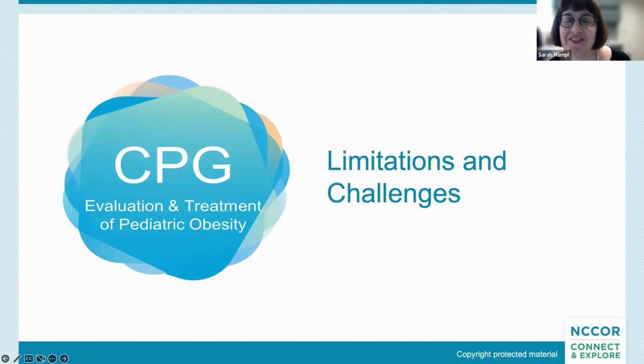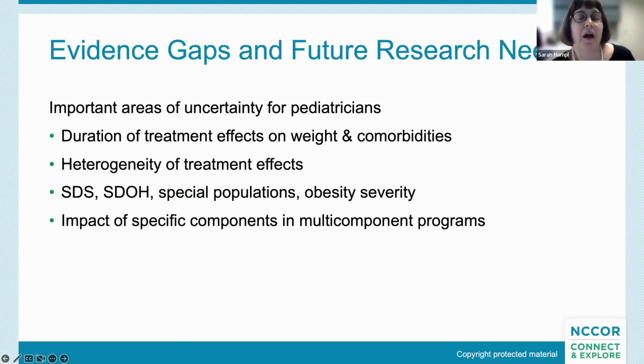So let's talk about limitations and challenges. Next slide. Our evidence review committee did a beautiful job of helping us look at what gaps were there in the evidence, and really what are the targets for future research needs. There are very important areas that do need to be acknowledged and further pursued in terms of how these can be further elucidated to improve the care of children and teens. So first of all, what's the durability of treatment effects on weight and comorbidities? Secondly, there was a lot of heterogeneity seen in treatment effects for different populations. And what is the impact of specific components in multi-component programs?